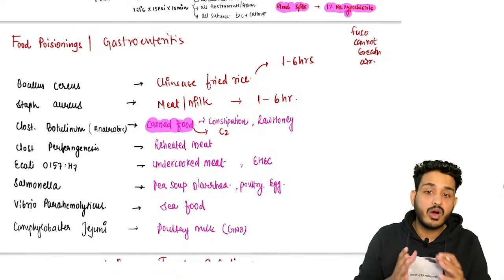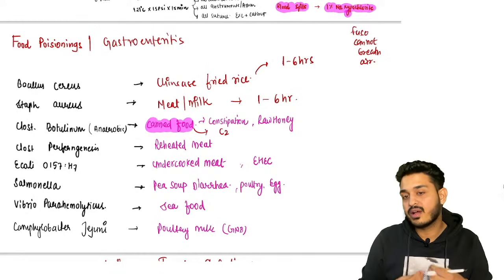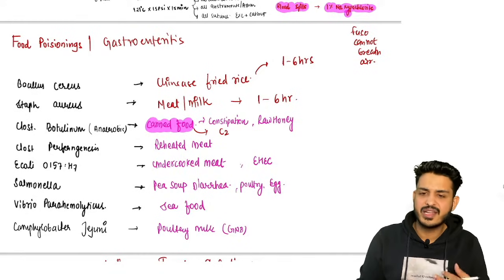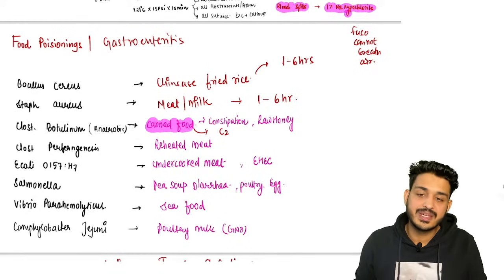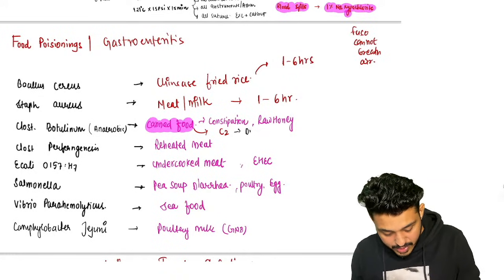Very important. All other food poisonings are going to cause diarrhea. What symptoms do they have? Food poisoning symptoms: vomiting, diarrhea, fever. But this food poisoning will have different symptoms. What symptoms might the patient land up with? The patient might have diplopia.